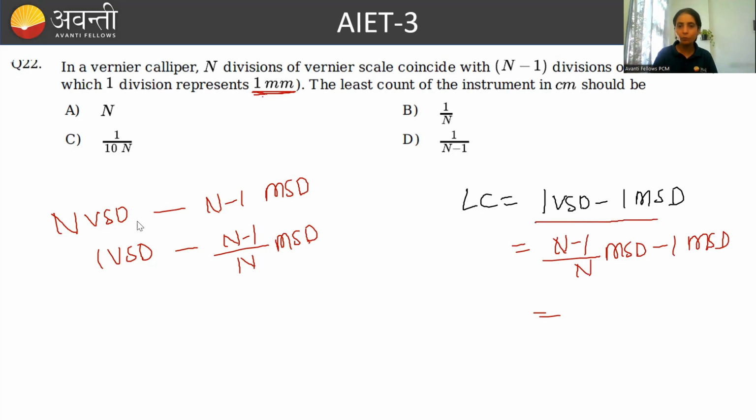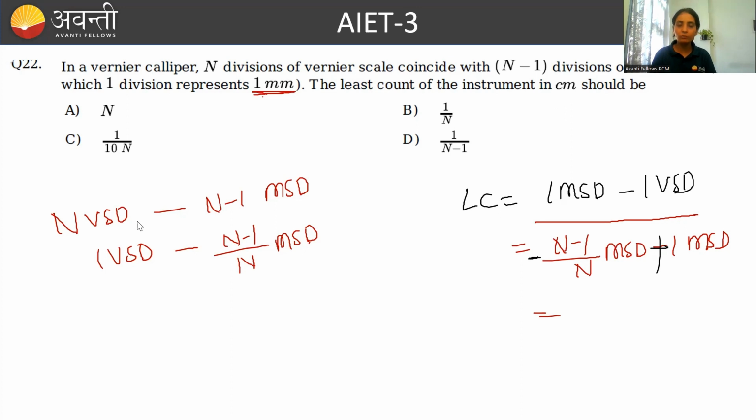Least count is 1 MSD minus 1 VSD. Okay, I made a mistake here. I just wrote the opposite, and that is why we were getting a negative answer. 1 MSD minus 1 VSD. So here the minus sign will become plus. 1 MSD minus 1 VSD, and 1 VSD is equal to n-1 by n MSD.